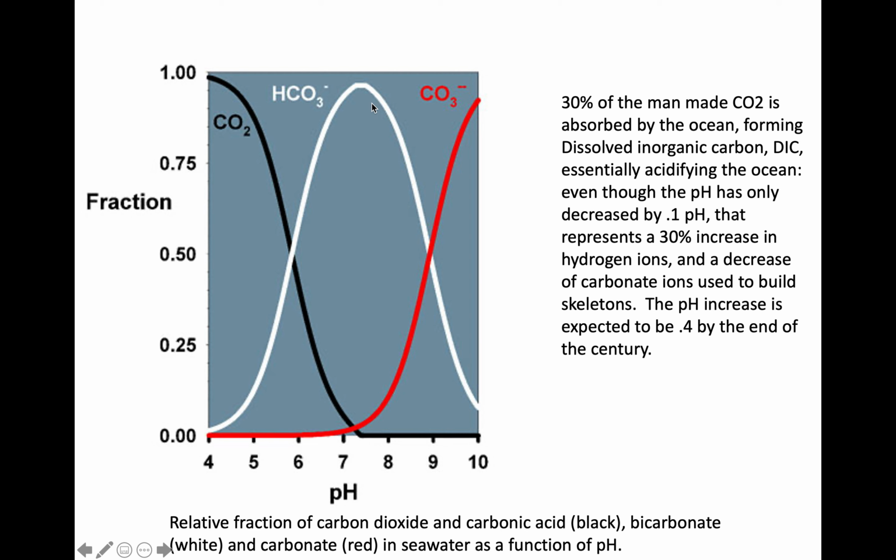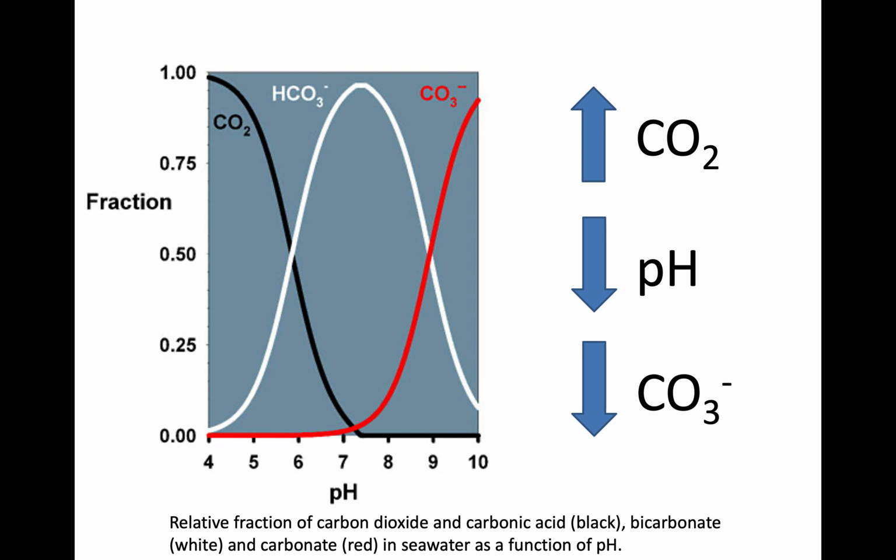Once we get that pH over a certain level, it causes some major problems. So the pH decrease is expected to be by 0.4 by the end of the century, so by the year 2100. That's a really big change in the pH. And can corals and a lot of sea life even survive with that? And it's a pretty big question.